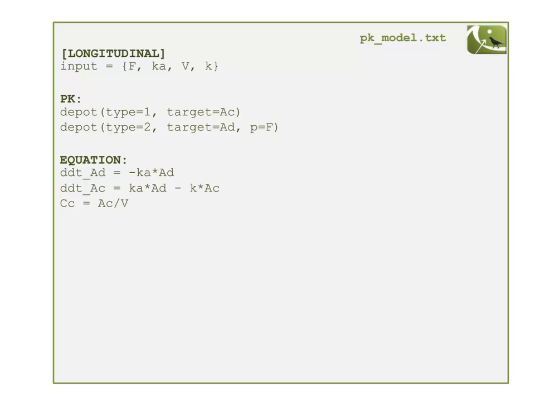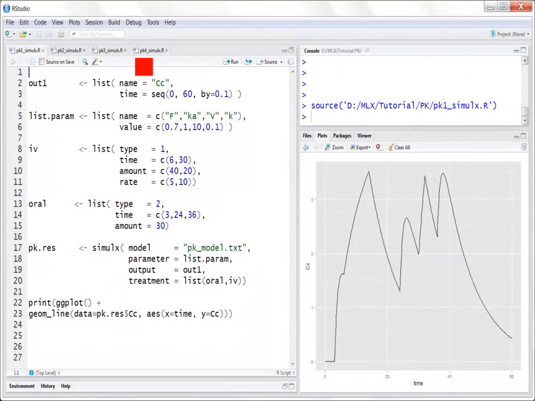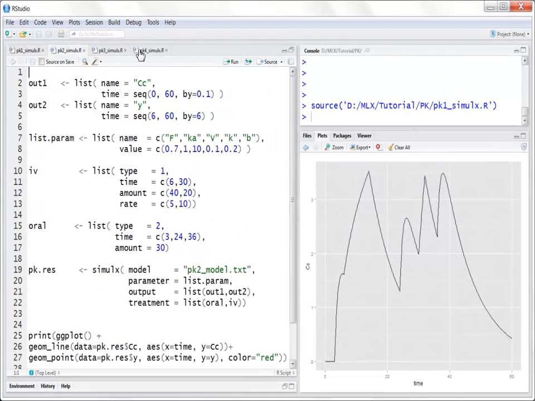Until now, the model was used for computing the predicted concentration. We can define a probability distribution of observed concentrations in a block definition. Here, the observations are normally distributed around the predicted concentration. We will use Simulx with this new model. A new output needs to be defined. Simulx computes both predicted and observed concentrations.